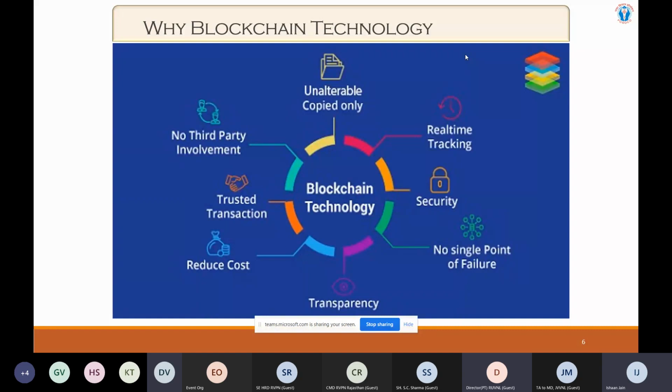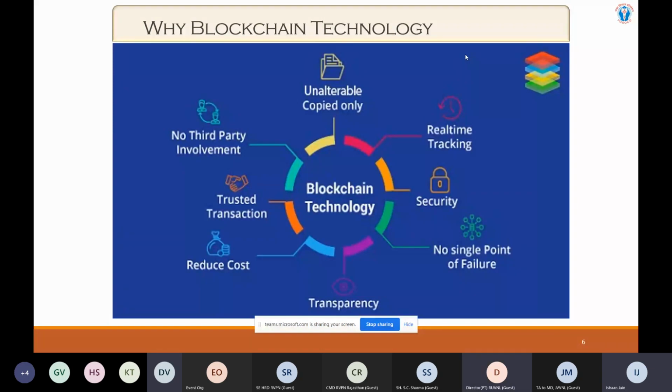This will reduce cost and bring transparency. Every person or every node of this particular network has the distributed ledger, meaning a separate ledger. Every ledger is available with all the nodes, so you have full transparency. Whenever any changes are done, it is known to each and every node connected to this particular technology or platform.